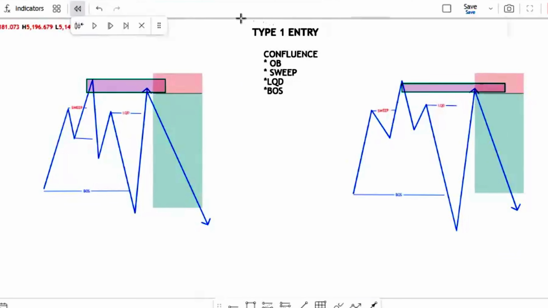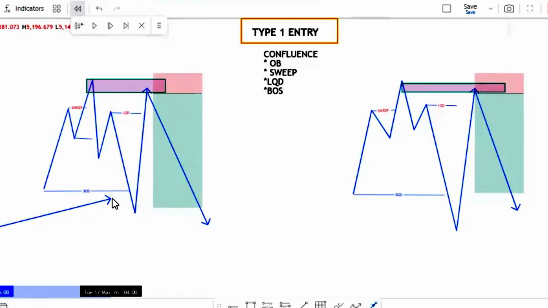Okay, now the first thing is that we have our type 1 entry model. On the confluences, the first thing we want to see is an order block, secondly we want to see a sweep, thirdly we want to see liquidity, and fourthly we want to see a break of market structure. Now the type 1 entry model is that we must have liquidity before the break of market structure. Otherwise, you shouldn't take that trade. The more important point is that liquidity needs to be created before the market breaks structure.